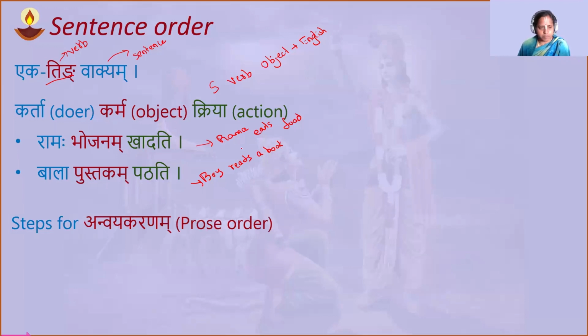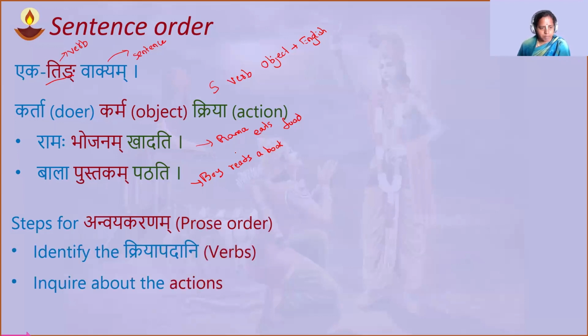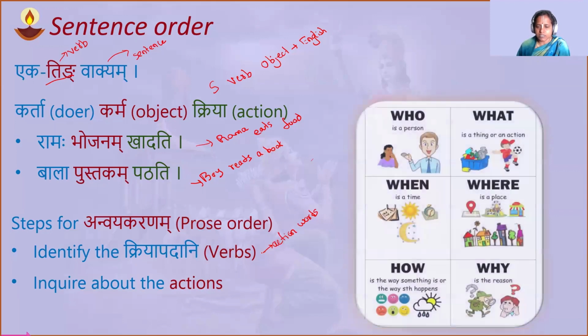There are a couple of steps for Anvayakaranam. First step is, because we know one Kriya Padam makes a sentence, to identify all the Kriya Padani in the sentence, meaning all the verbs, all the action words within the sentence. These verbs are nothing but action words, whichever are indicating action. We need to identify them first. Then we need to ask some questions about the action. So what are the questions?